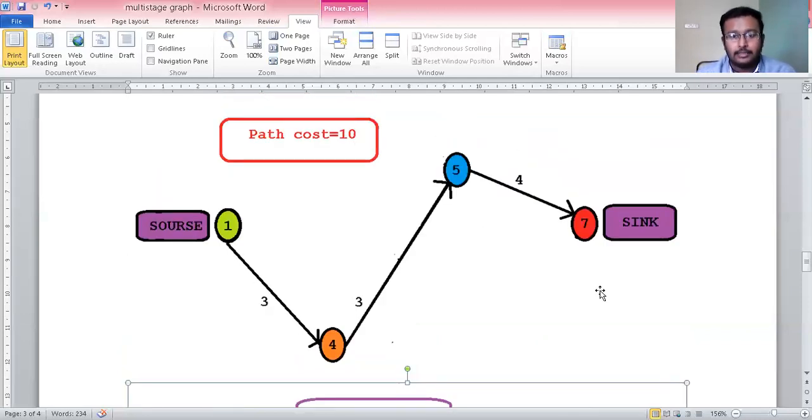So in the next class, I'll be teaching you the multi-stage graph using the backward approach.